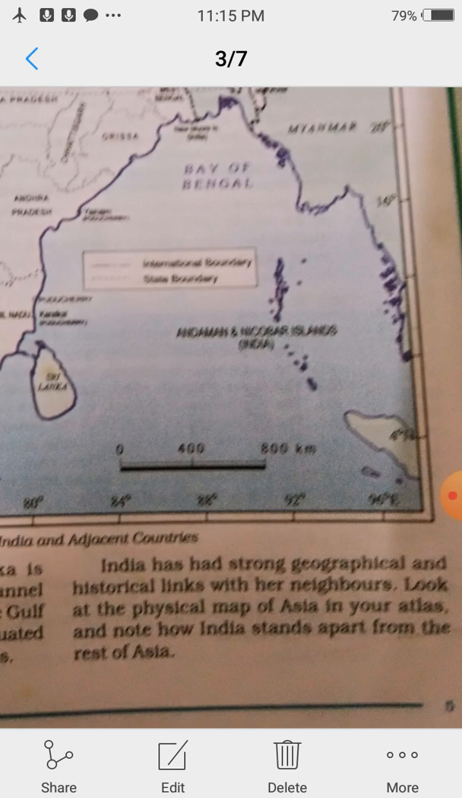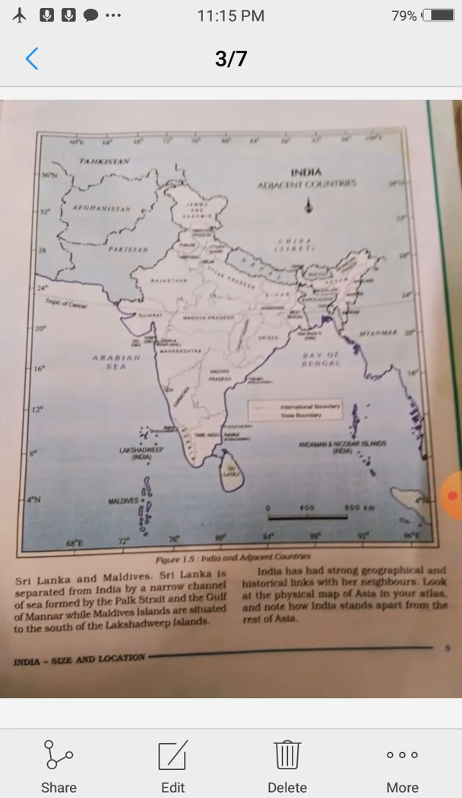So what we have seen here about the size and location of India is that India is a vast country that lies in the northern hemisphere, and its mainland extends between latitudes 8°4'N and 37°N, and longitudes 68°7'E and 97°25'E. The second term we discussed is the Tropic of Cancer, which divides the country into almost two equal halves.